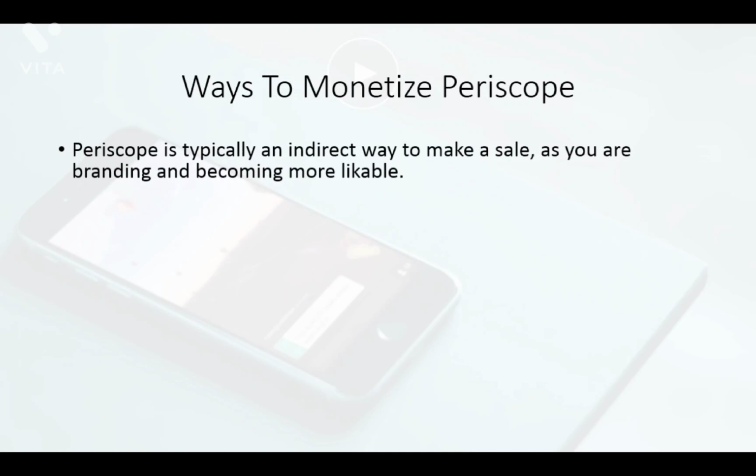Now, as you have probably discovered throughout this tutorial, Periscope is typically an indirect way to make a sale. What you're really doing is branding and becoming more likable. You're doing it directly by connecting with the customer, connecting with prospects, giving them an opportunity to see you and get to know you, and then making yourself likable, and then making your products and your services more buyable.